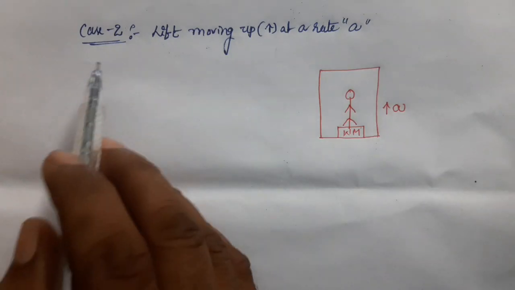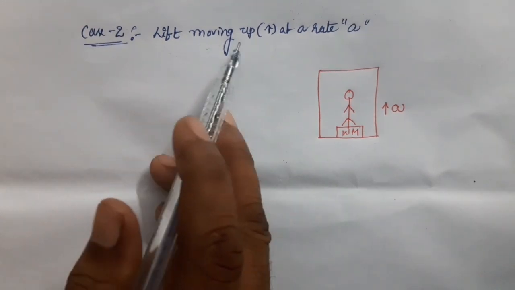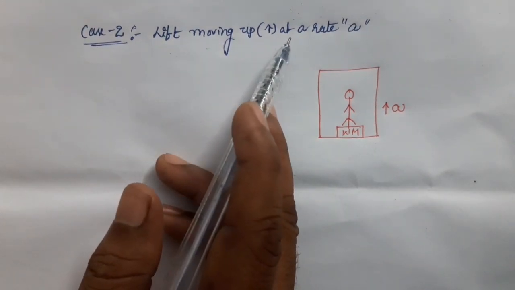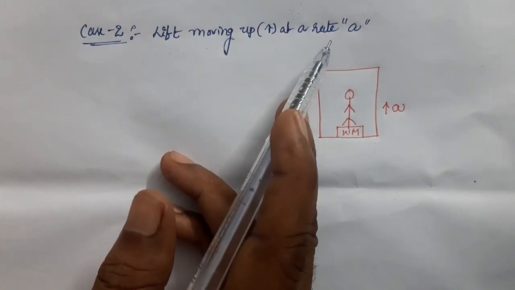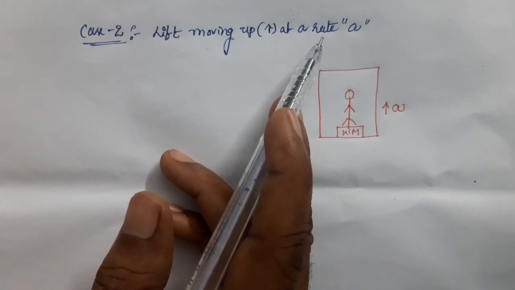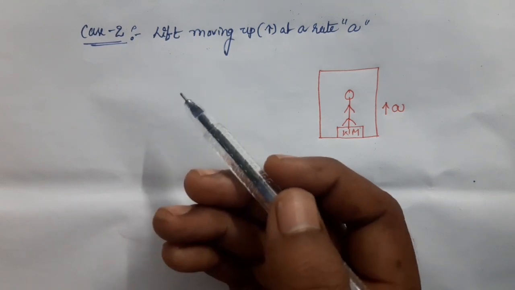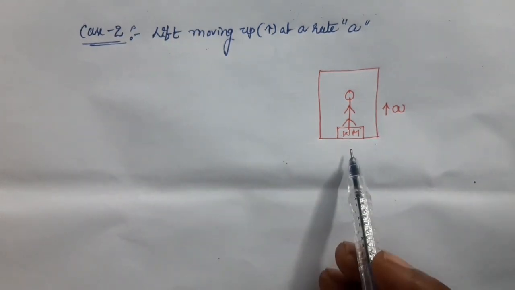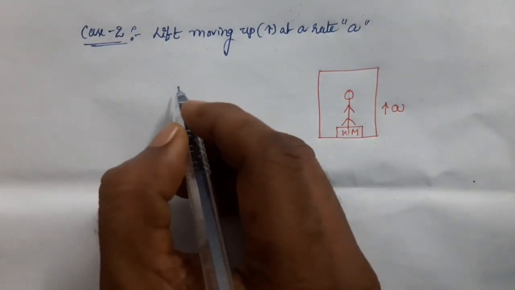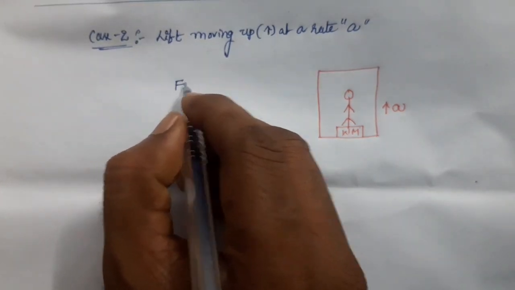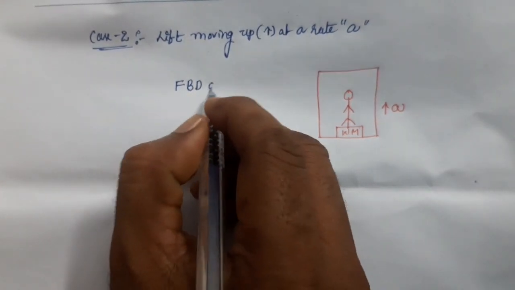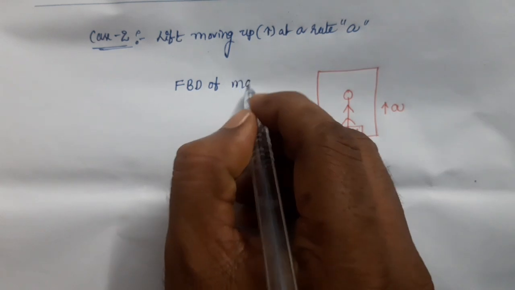Let's see case number 2, students. Here the lift is moving up at a rate a, that means it moves upward with an acceleration a, students. Here we should calculate the apparent weight, which is the normal reaction developed by the weighing machine. First of all, we should draw the FBD of the person or the man. FBD of man, students.